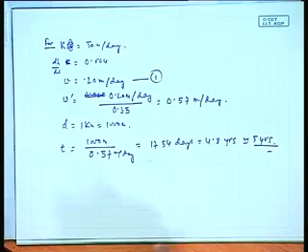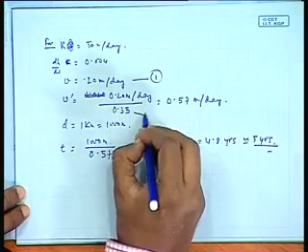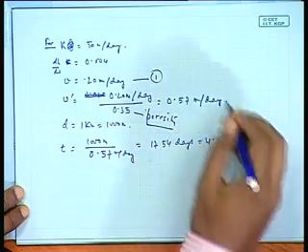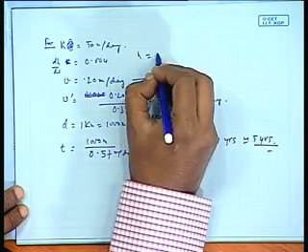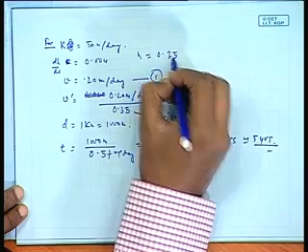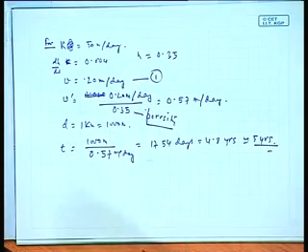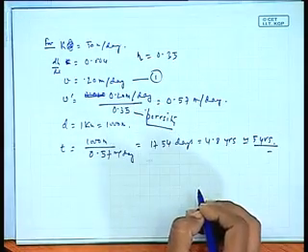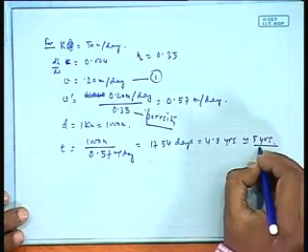So the value of porosity is given, the value of eta is given. So you can see this is 5 years.